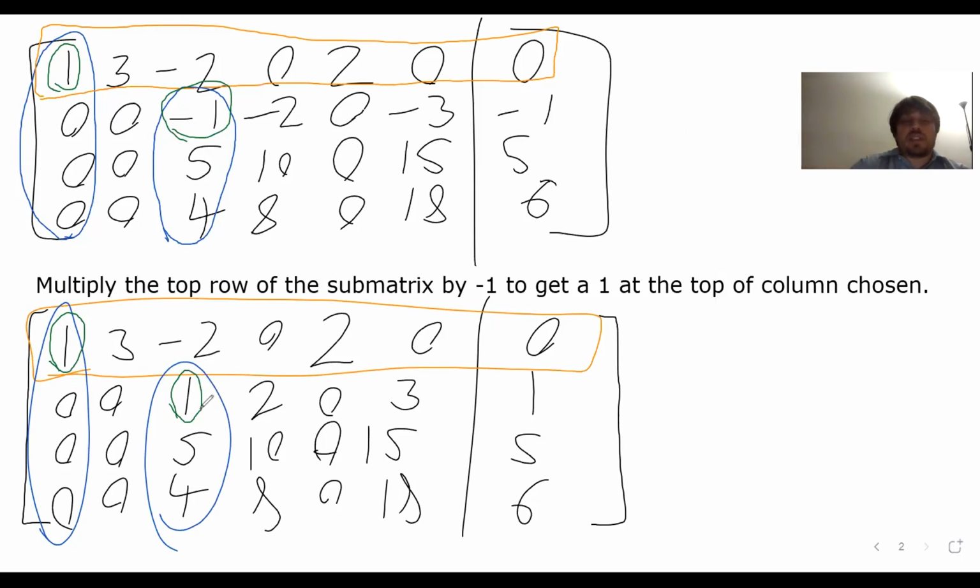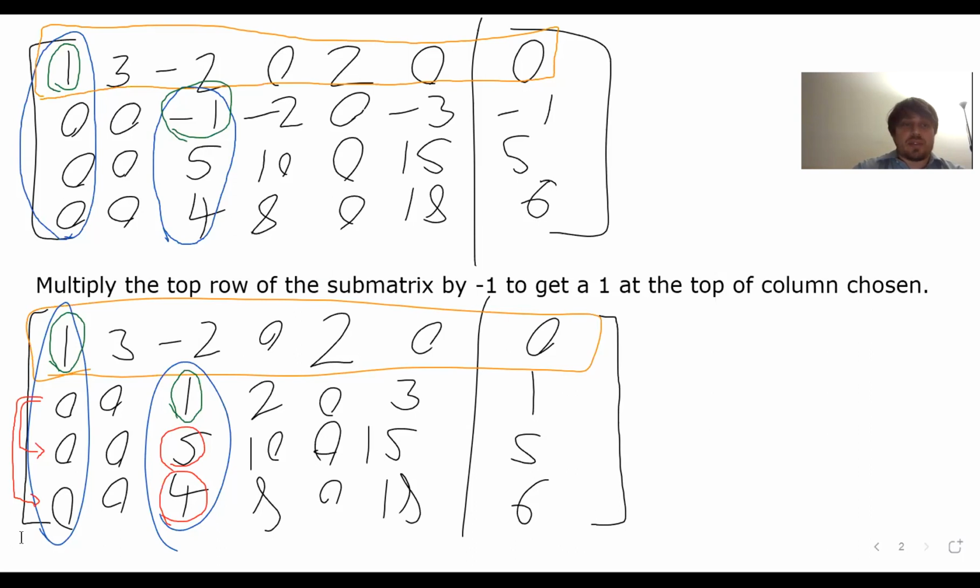And so now what we need to do is make all the entries below it 0 by adding suitable multiples of that row. So we need to add -5 times this row to make this a 0. And we need to add -4 times that row to this row to make this a 0, because these two entries are non-zero. We need them to become 0. So -5 times this row plus this is 0, -4 times this row plus that is 0. And so then all the entries below it will be 0.